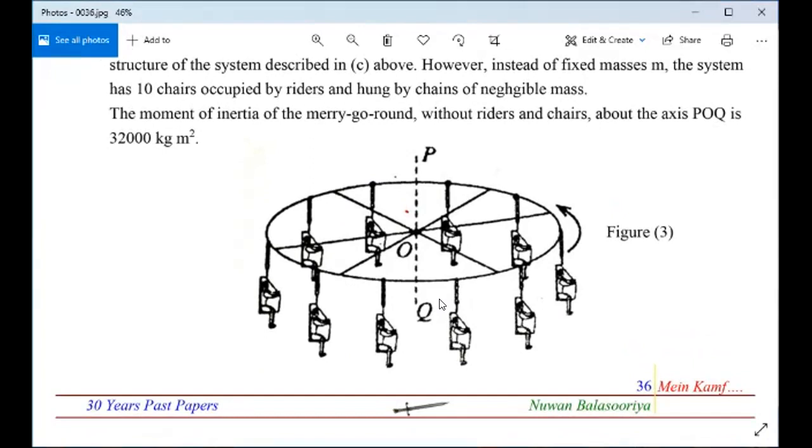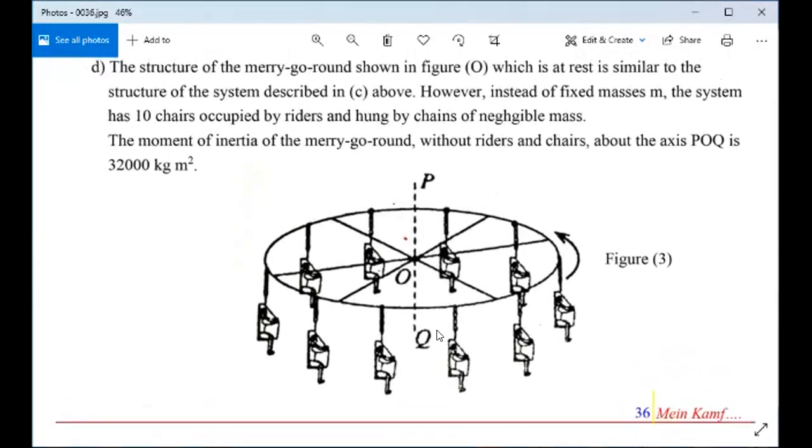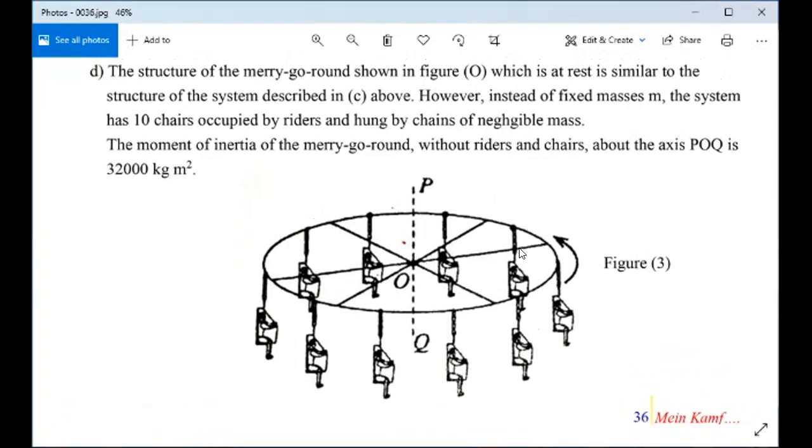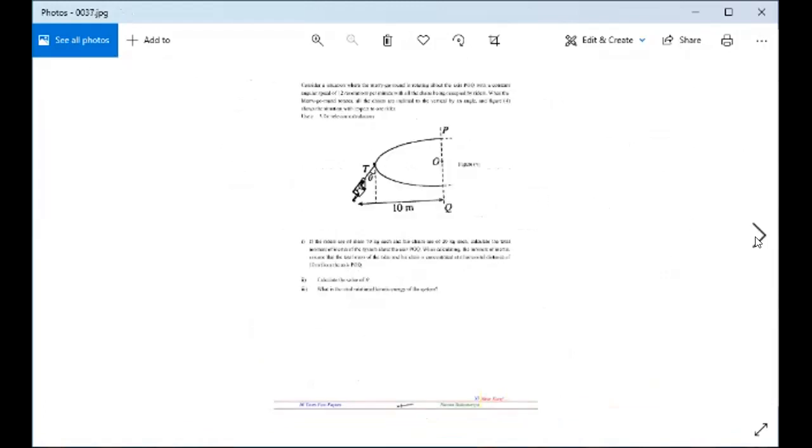Then we have to go to the other page. So remember that without the chairs and the riders, the merry-go-round ring has a moment of inertia of 32,000 kg m square. So let's go to the other page.